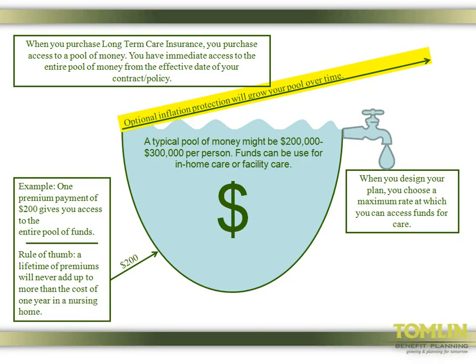The most important rider to consider is optional inflation protection. Inflation protection will grow your pool of funds over time. There's inflation based on simple inflation rates, 3%, 4%, 5%, depends on the insurance company. There's compound inflation, and there's consumer price index based inflation.